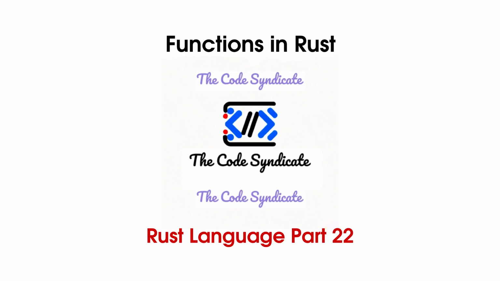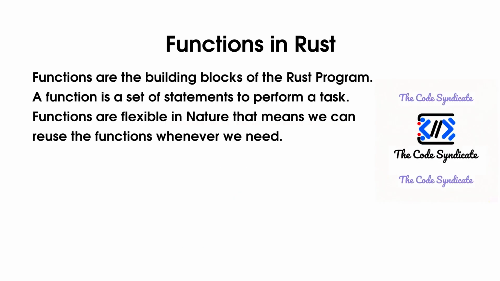In this video, we will be discussing functions. Functions are the building blocks of a Rust program. A function is a set of statements to perform a task. Functions are flexible in nature. That means we can reuse the functions whenever we need.